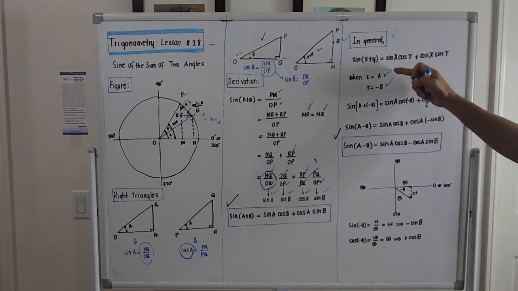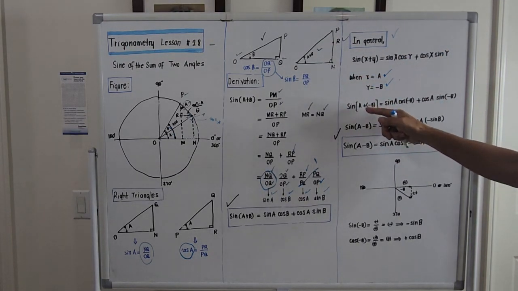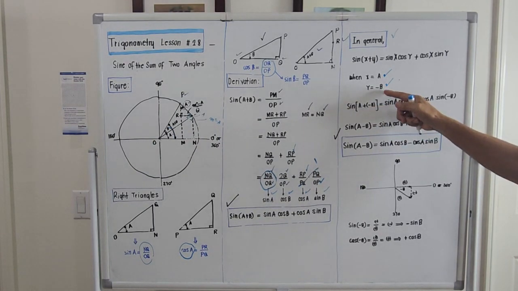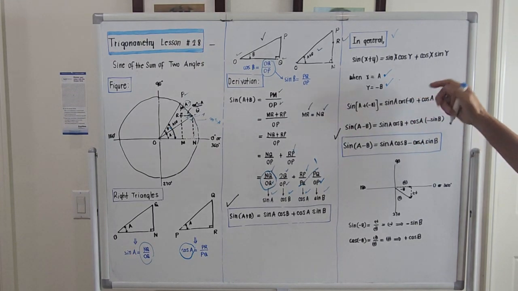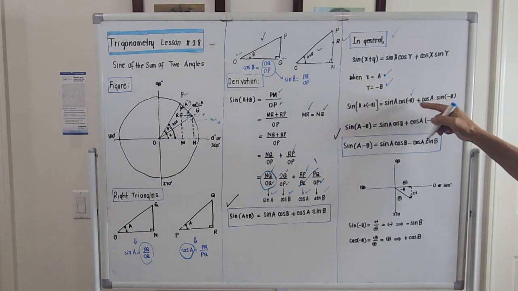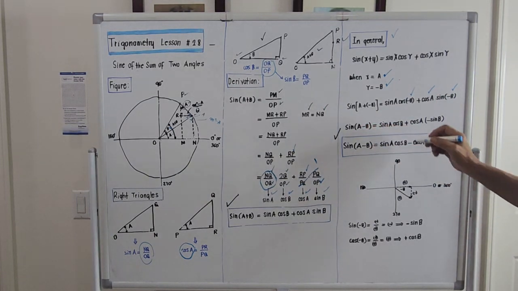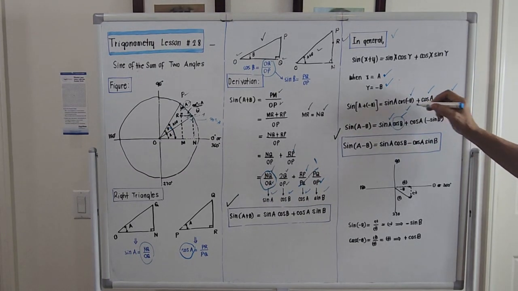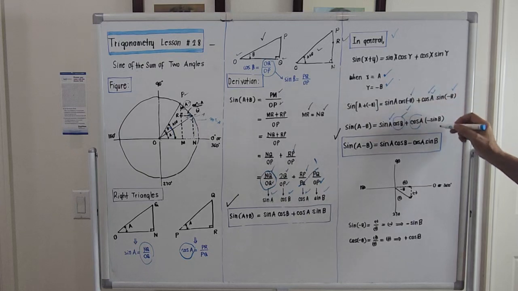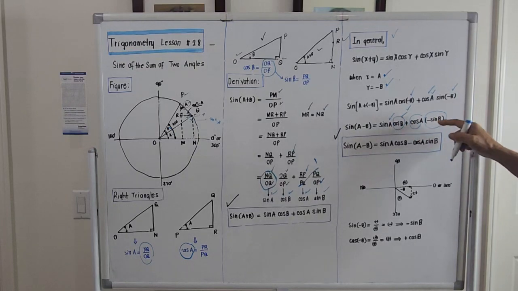So if we substitute this value back here, sine of the quantity a plus negative b equals sine of a, cosine of negative angle b, plus cosine of angle a, sine of negative angle b. And if we simplify this, it will be sine of a cosine of b. I will explain this one. Cosine of a times negative sine of b. This is negative. This is plus, but this should be minus.